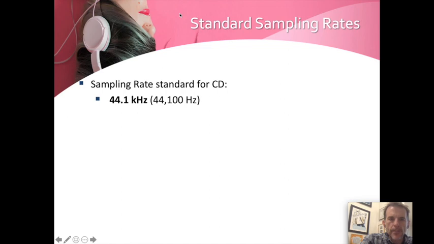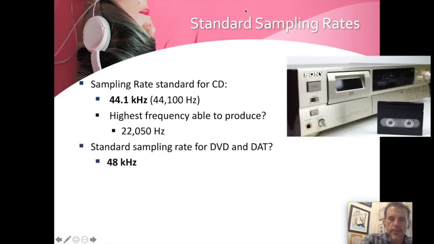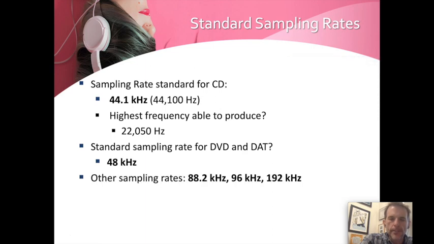Standard sampling rates that you'll see: we've talked about CDs at 44.1, which means the highest frequency it's able to accurately reproduce is 22,050 hertz, or 22.05 kilohertz. DVDs and DATs, digital audio tape, are normally sampled at 48. Other sample rates you'll see are 88.2, notice that's just a doubling of 44.1, 96, a doubling of 48, and even all the way up to 192, and in fact we're going beyond that.